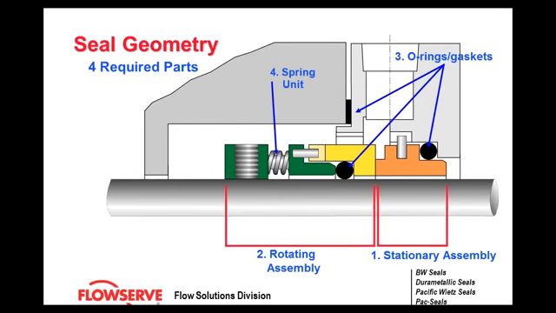Now here are the main components, the parts that make up a mechanical seal. You'll see that there's a stationary assembly in item number 1. There's a rotating assembly, item number 2. There has to be some sort of spring, which applies a closing force, and of course, O-rings and gaskets that seal all of the adaptive hardware.